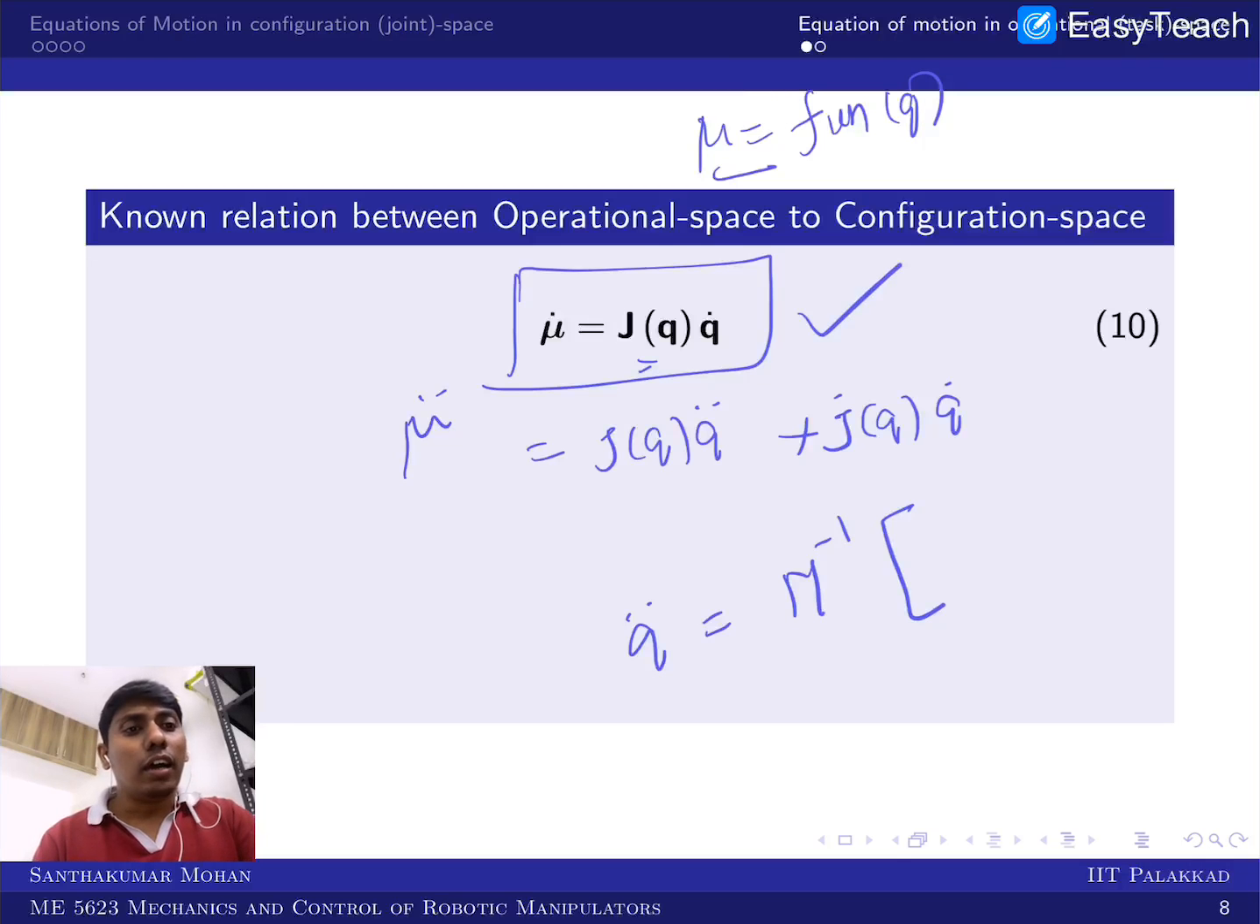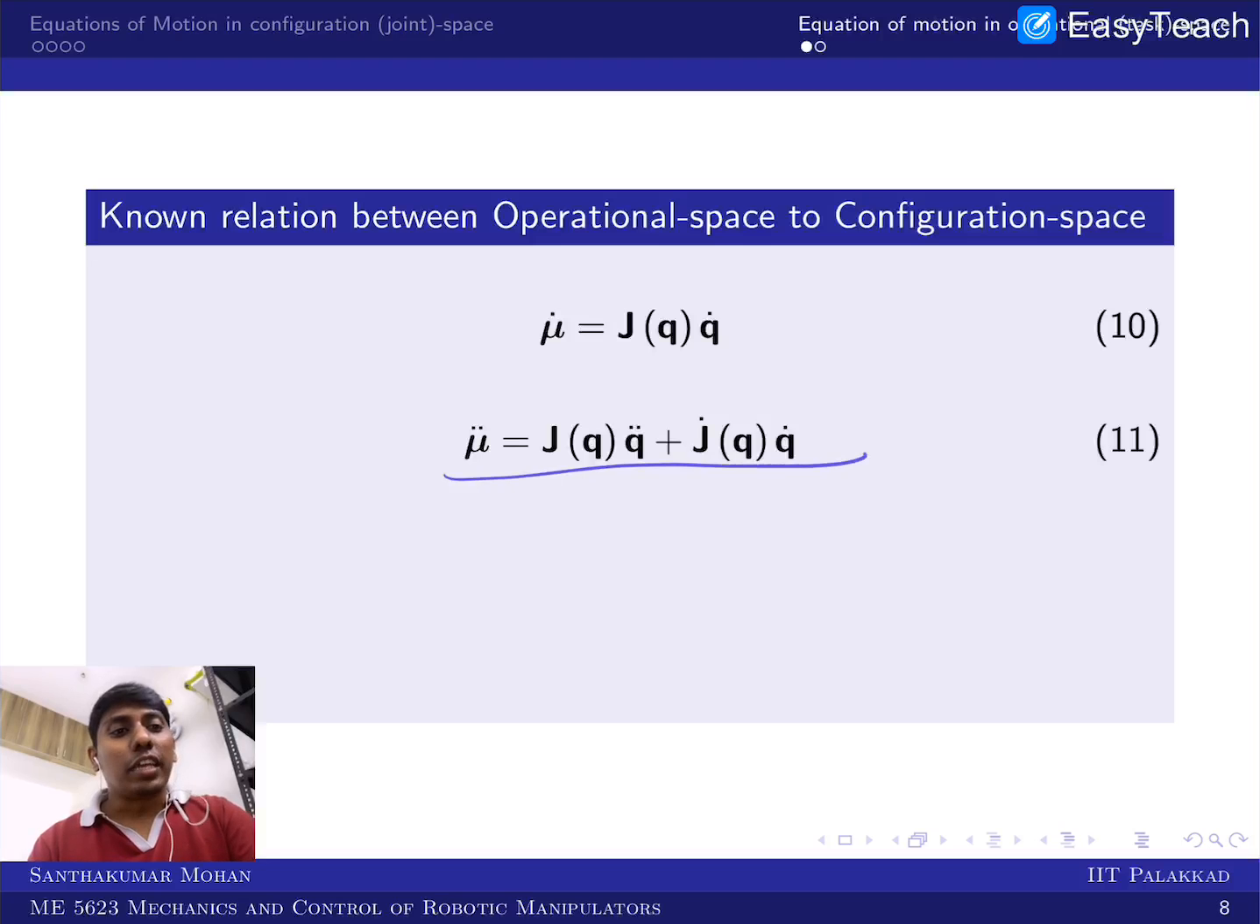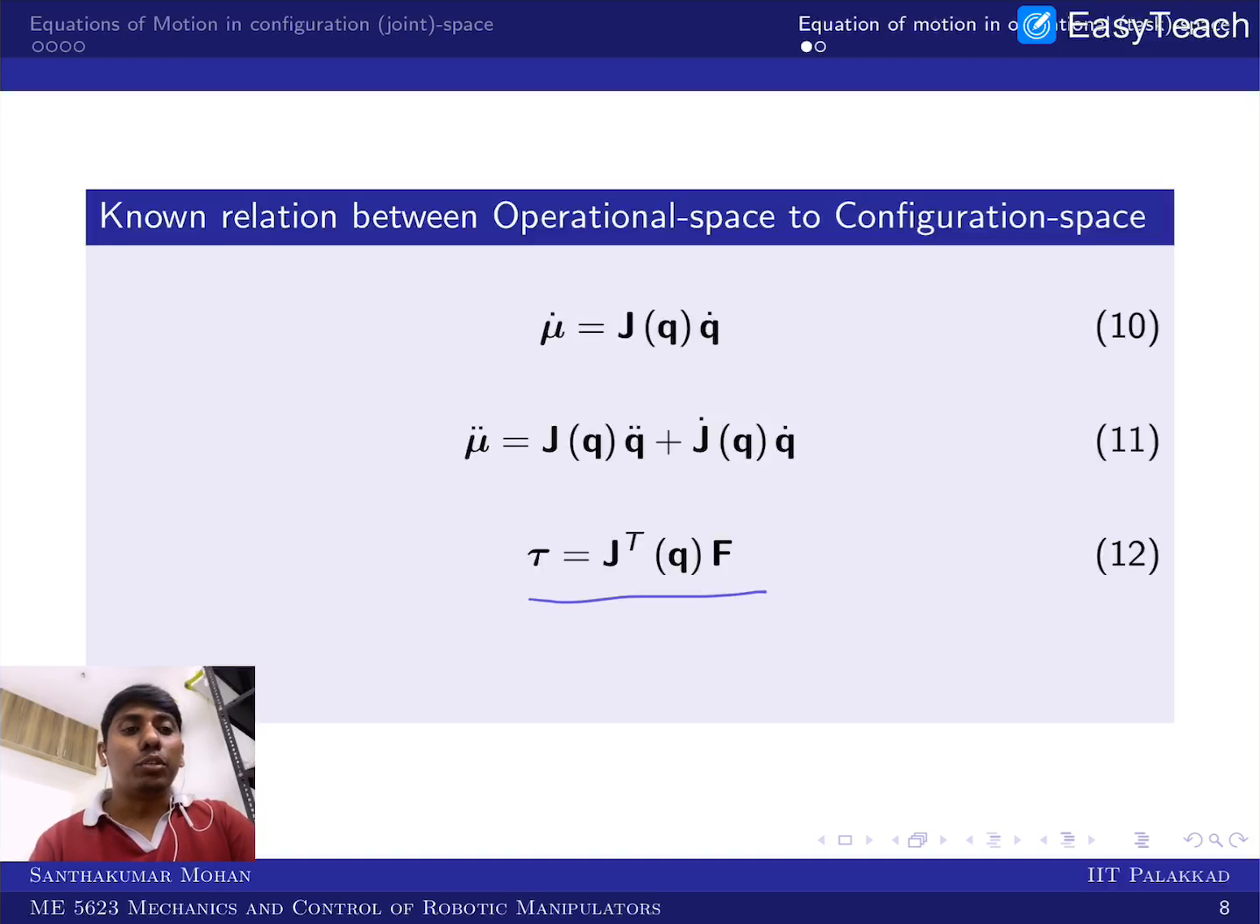Now what we already know is q double dot in the form of M inverse of tau minus n of q comma q dot, as in the earlier case you have seen. Now you can see that q double dot you have got, and q dot you can get as J inverse of q into mu dot, right? If I substitute everything here, I can write this completely in a single vector, and further from the statics, tau can be written as J transpose of q into f.